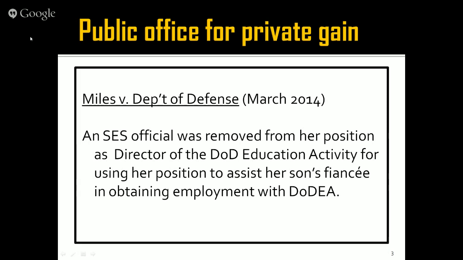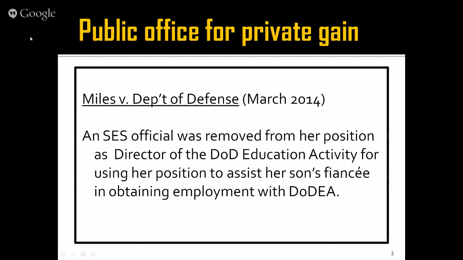As the director of the education activity, she had basically tried to influence, shall we say, the decisions of the director of human resources, who along with her staff, was obviously doing the original vetting of all the candidates who were applying for the position that this SES official's son's fiance was applying for. And the reason I want to raise this is because the charge that was brought in this case was misuse of position for private gain. So it was the invocation of the general principle of misusing your government service for private gain.